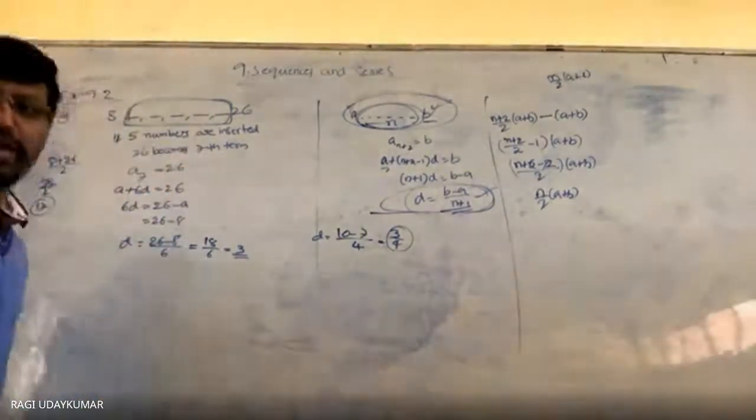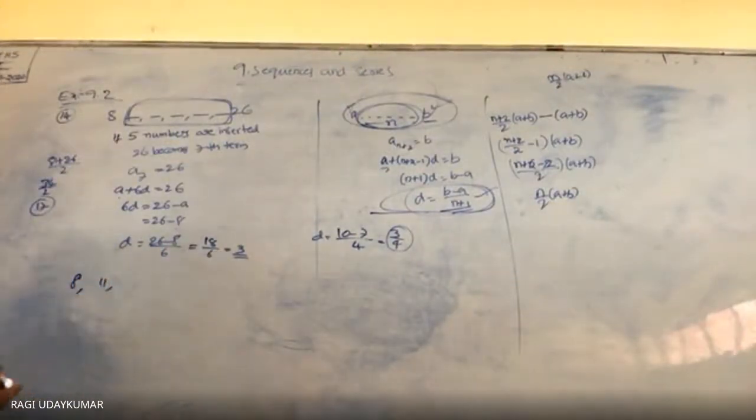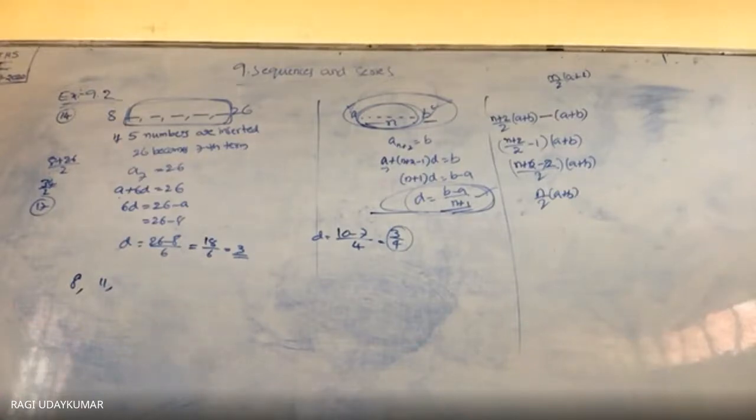Let us check. First number 8, next number add 3, 11. Oh sorry, something is wrong. n by 2 minus 1. These are the numbers 8 and 26, right? 8 and 26.